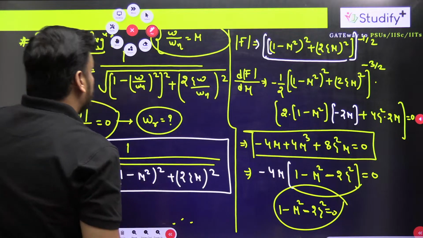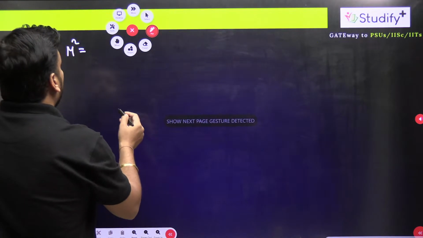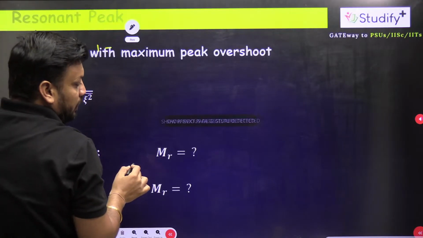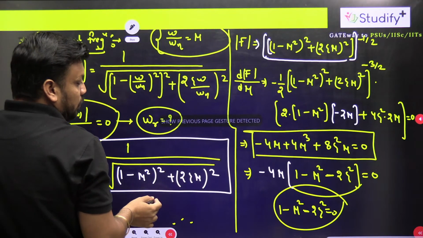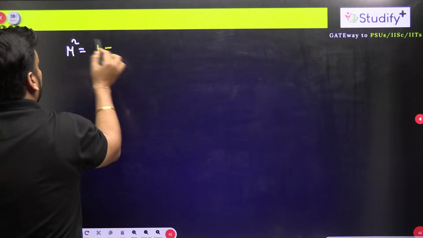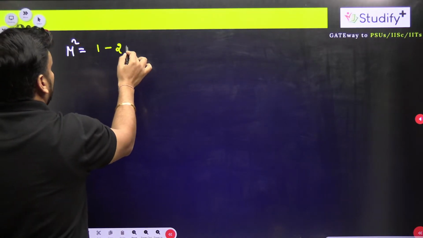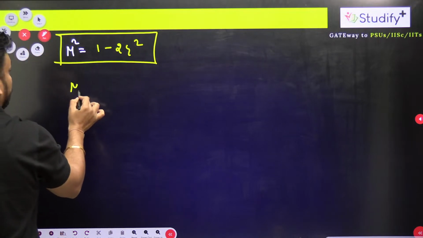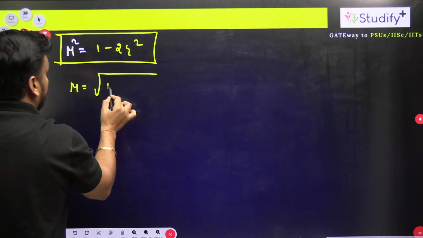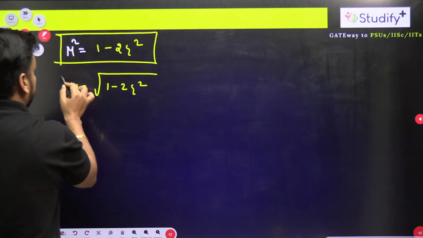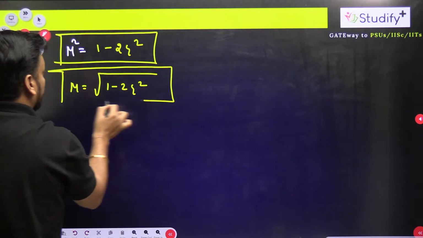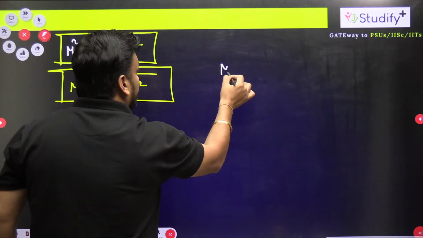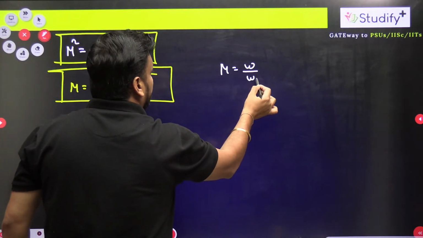So u squared equals what? We get u squared equal to 1 minus 2 zeta squared. So now what is the u value? The u value is nothing but the root of 1 minus 2 zeta squared. I hope this is crystal clear. And do you know what we let? We let u be nothing but omega by omega n.